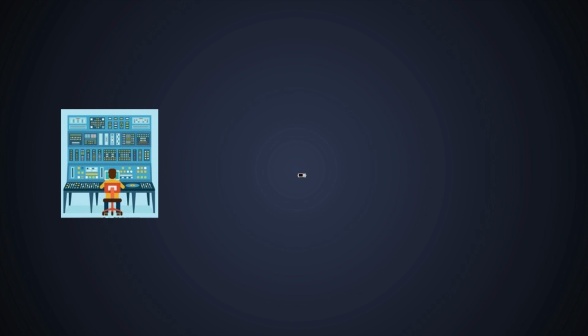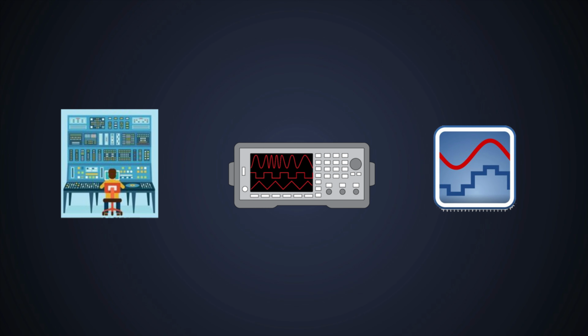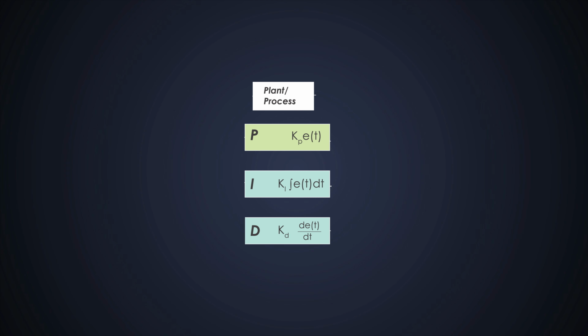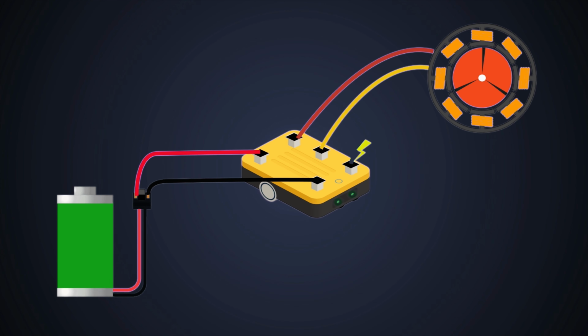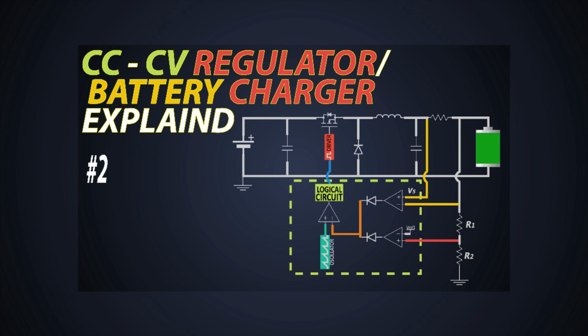Well, we use such type of integrator circuits in old analog computers, ramp generators, wave shaping circuits, and analog to digital converters. For example, this integrator circuit is used as a ramp generator or even a control circuit in the PID controller, which we need in the switching regulators or motor controllers. We saw such circuits in this CCCV charger video as well.